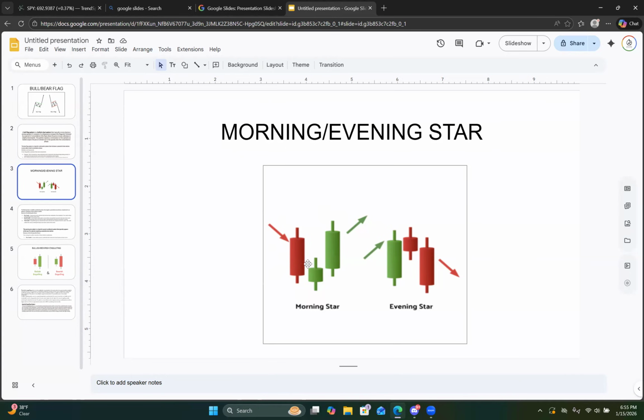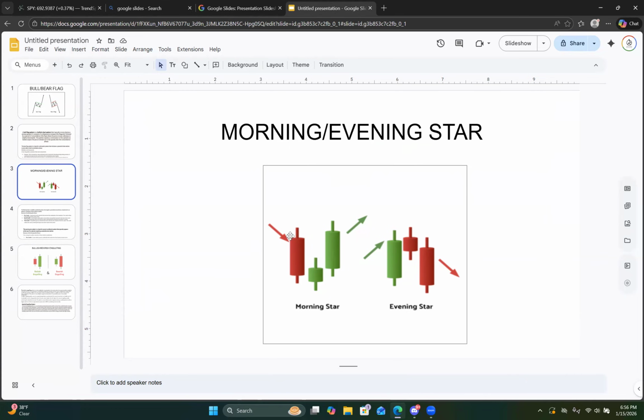In the morning star, we want to see this candle really push higher, and then this red candle here shows us momentum strength. You can see it here. It's a good representation, as well as the evening star. We push higher, doji. So what is this telling us? Let's break this down. What exactly is this candlestick pattern telling us?